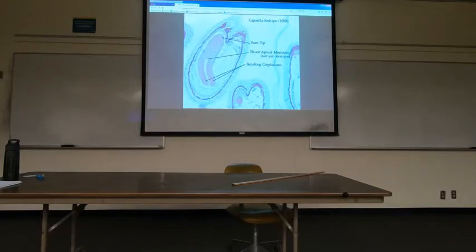Is the root tip typically on the opposite side of the cotyledon? Yes. Because when it germinates, the cotyledons are going to grow upward as leaves, and the root is going to grow down as root.